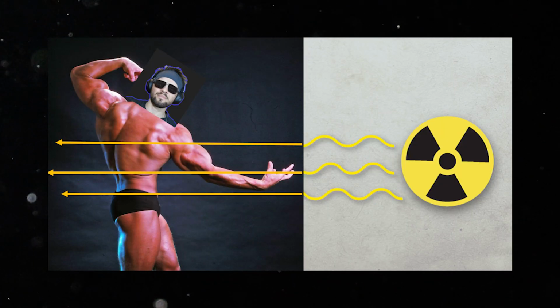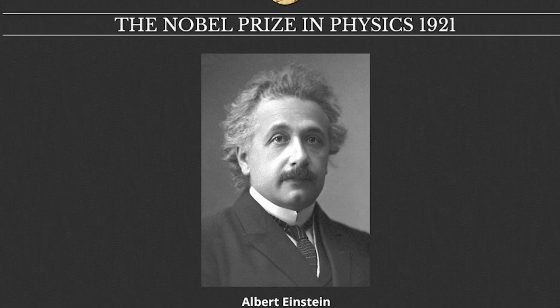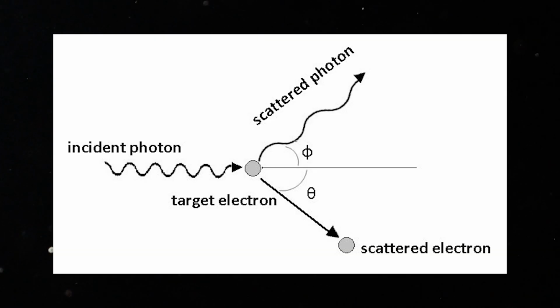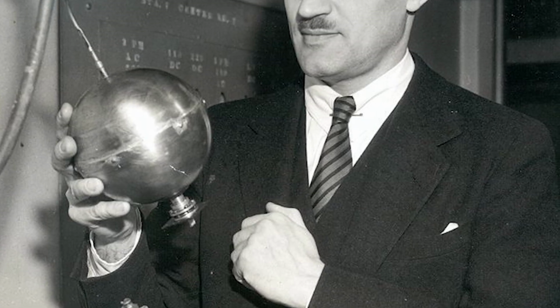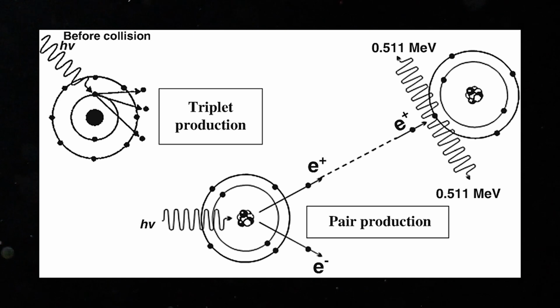Photons can interact with the particles of our body in a variety of ways. There's the photoelectric effect, which won Einstein a Nobel Prize in 1921. Compton scattering, which earned Arthur Compton another Nobel Prize in 1927. And other various interactions, such as pair and triplet production.